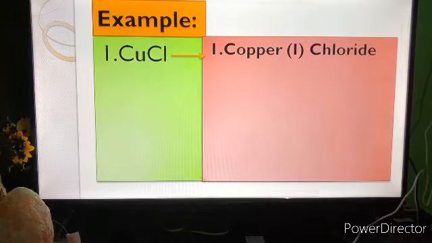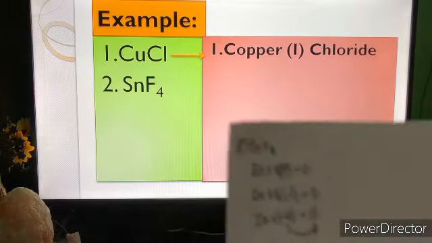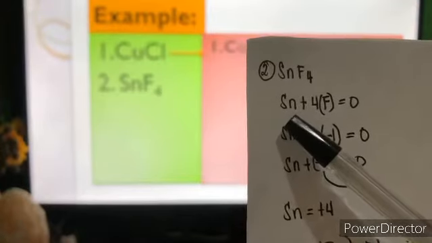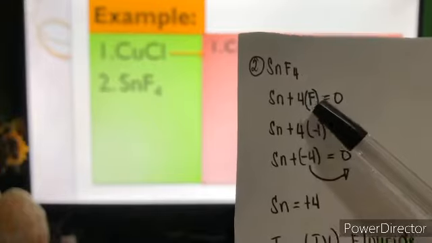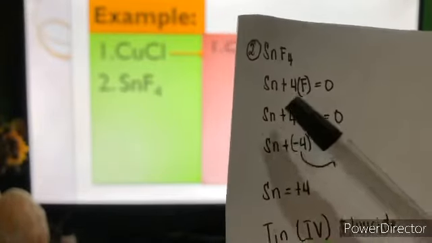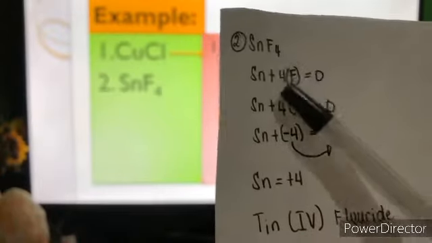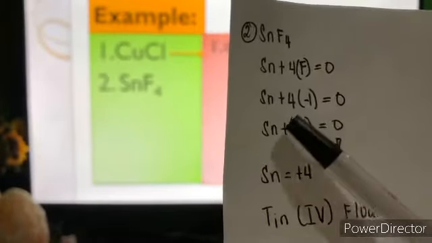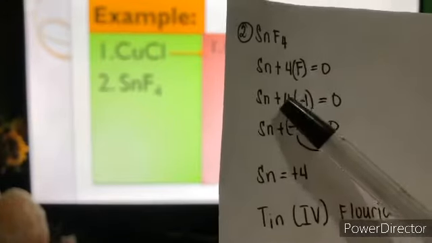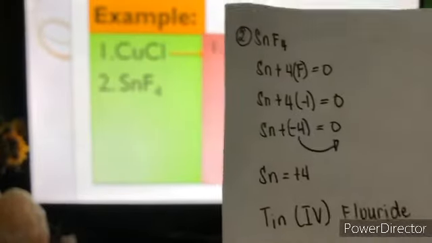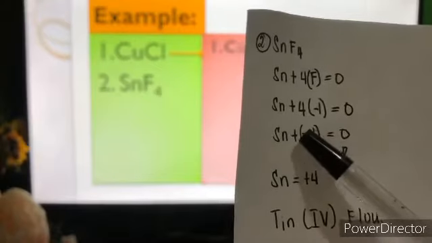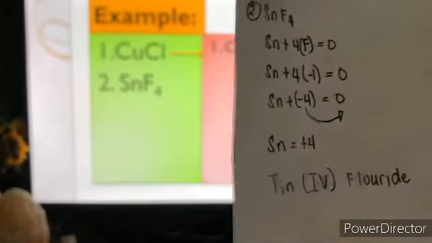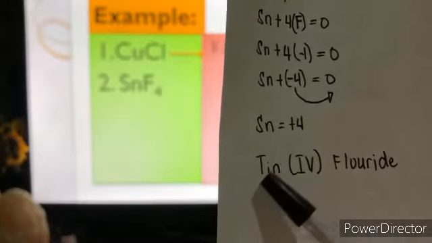The second one is SnF4. On the left side, I write the symbol of tin, Sn, plus 4 times F equals 0. The charge of F is -1, so Sn plus 4 times -1 equals 0. Now Sn plus -4, because 4 times -1 is -4, equals 0. Again, we transfer the charge from left to right, so from negative it becomes positive. So Sn equals positive 4, and SnF4 is named tin(IV) fluoride.